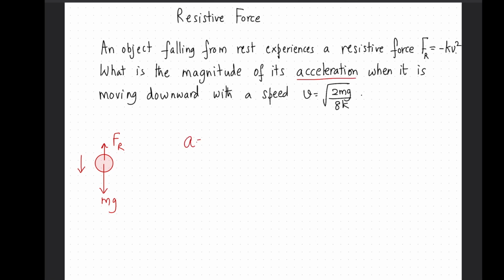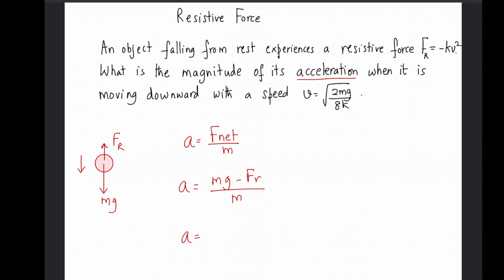So the first thing we'll write: acceleration is F net over mass. Now from the diagram we can see that F net is mg minus Fr, because gravity and drag force are opposite to each other, over m.